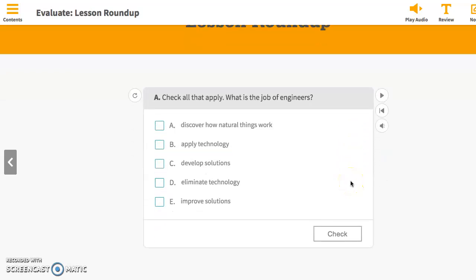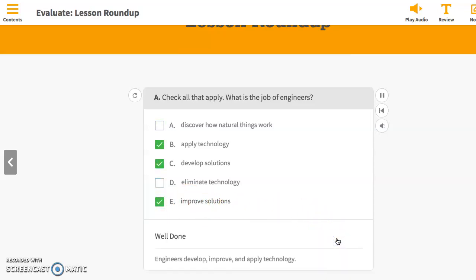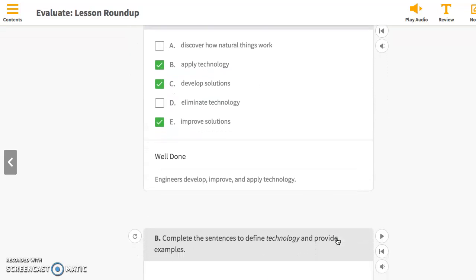What is the job of an engineer? So when you're talking about what does an engineer do, you're trying to figure out, do they discover how things work? Remember, they're not causing the problems. They're developing solutions. They use technology. They're not going to be the ones to eliminate technology because they always use it. They're always trying to not only develop a solution, but also improve a solution. Well done. Engineers develop, improve, and apply technology.